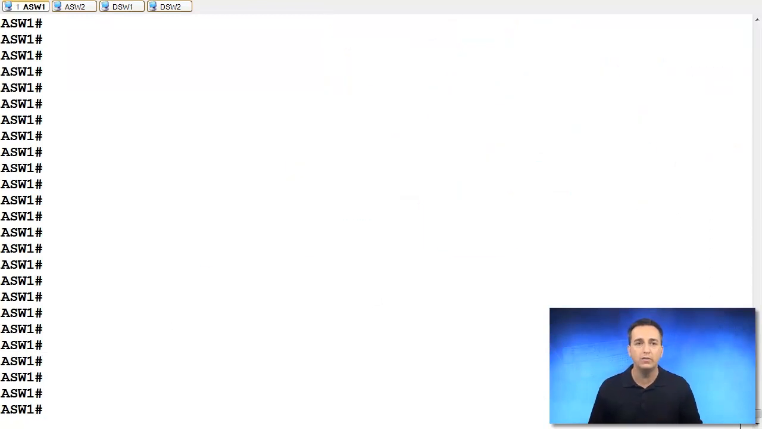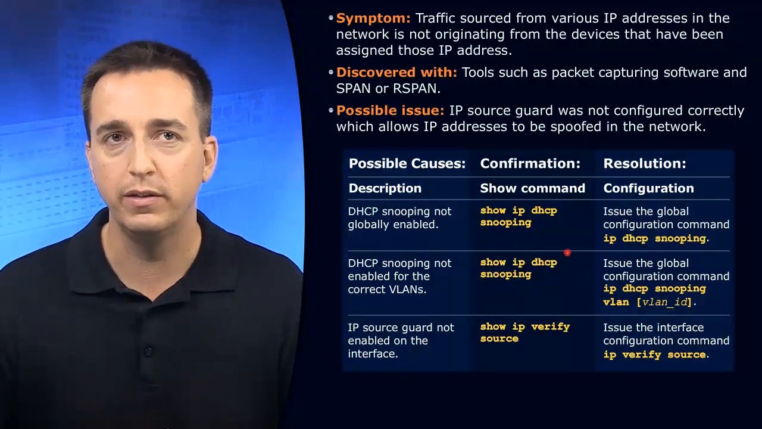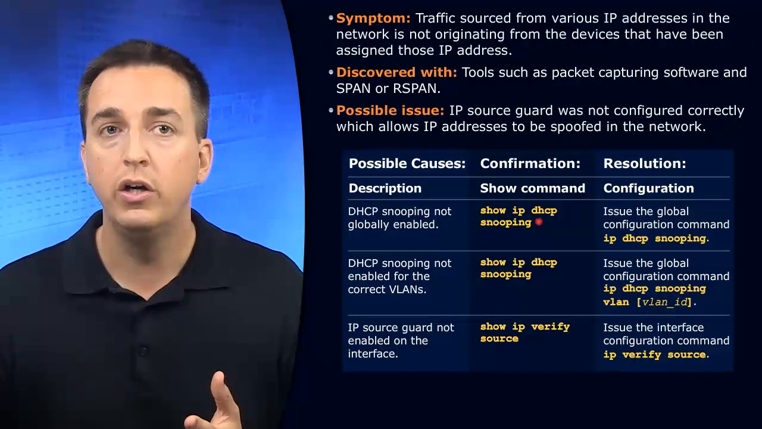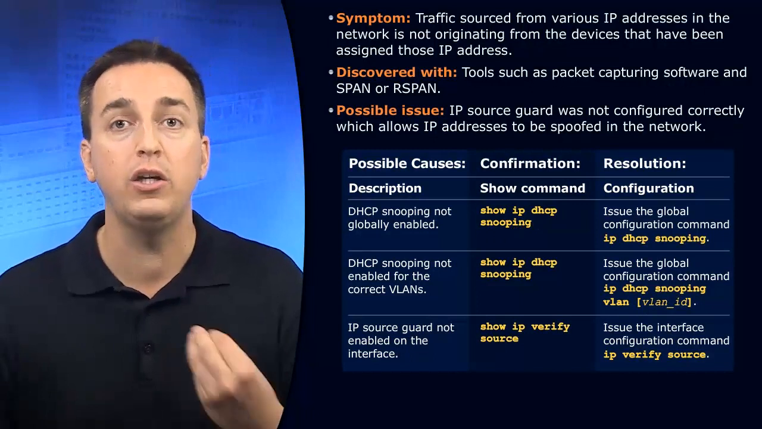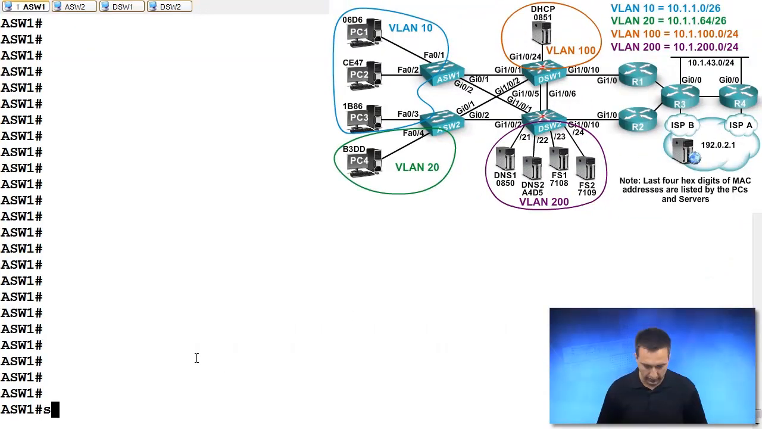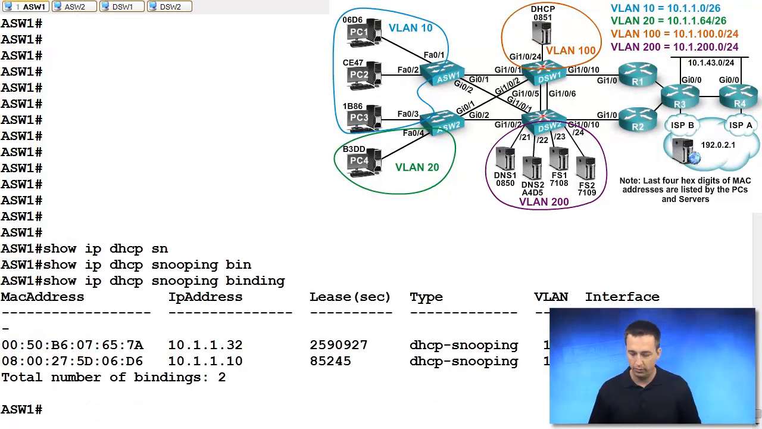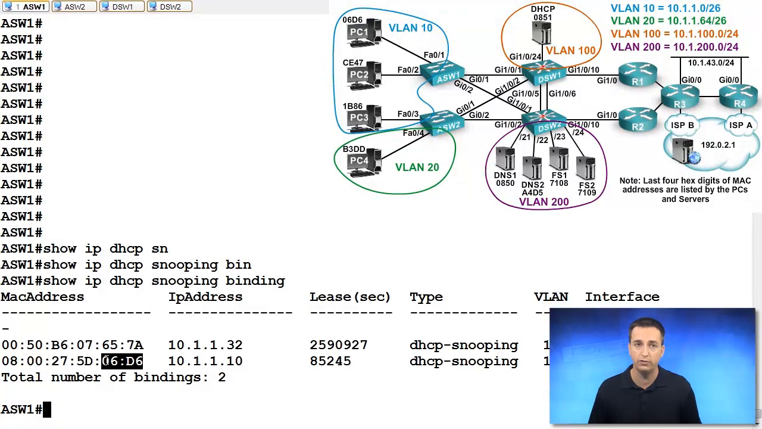But how does it know what is valid and what is not valid? Well, it's based on DHCP snooping. Because DHCP snooping creates a binding table, that information in the binding table can be utilized to determine where each device is within the network. So if we look at the output of show ip dhcp snooping binding, we'll see in this binding table that out of FastEthernet 0/1, the device with the IP address of 10.1.1.10 exists and the MAC address of 06D6 exists. So with that in mind, we can leverage this table.